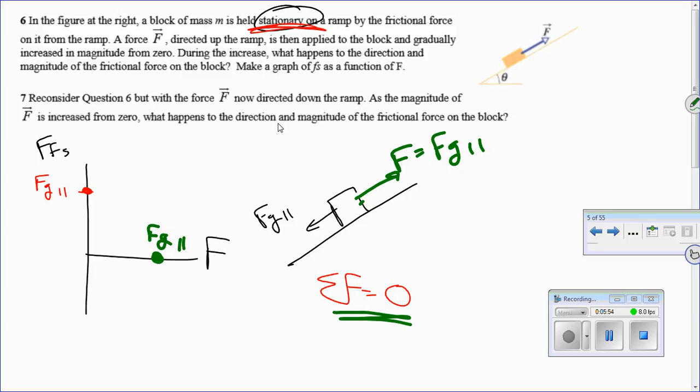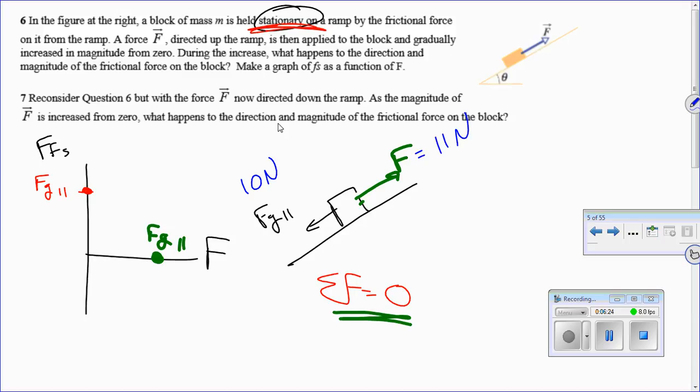All right, now, here's the weird part. What if F gets bigger still? Like, maybe this would be easier if we put some numbers in. Here, let's do this. Let's say this Fg parallel is 10 newtons, right? Good. So right now, my applied force is 10 newtons, right? All right. What would happen if my applied force was, say, 11 newtons?